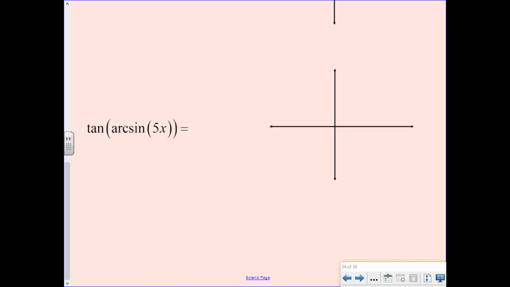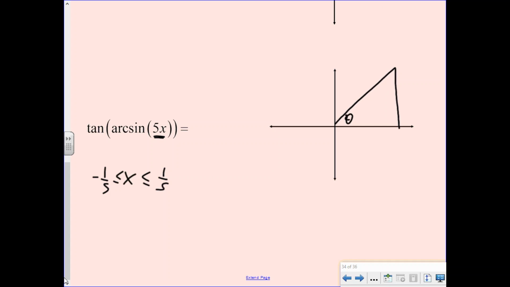So we have the tangent of the arcsine of 5x. You're like, well, wait a minute here. How can we work that out? Well, first of all, we know that x has to be less than or equal to 1/5 and greater than or equal to -1/5, just because of the domain issue. But knowing that, we can go ahead and draw this thing in the first quadrant, and it's going to be okay.